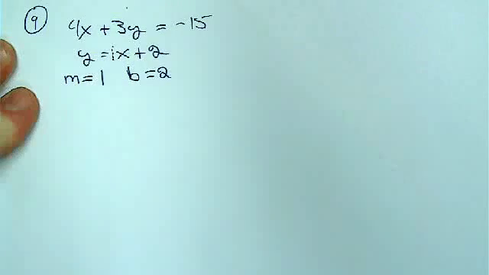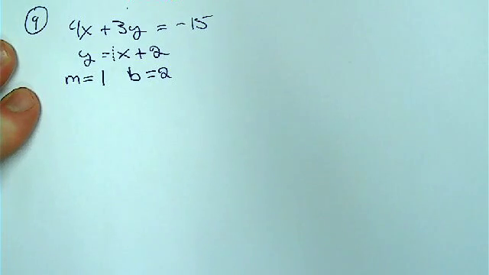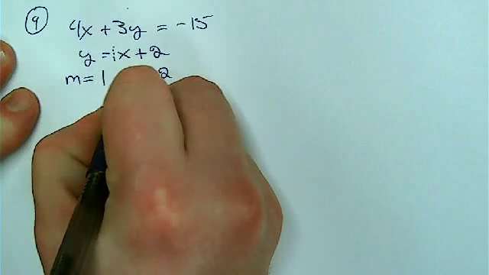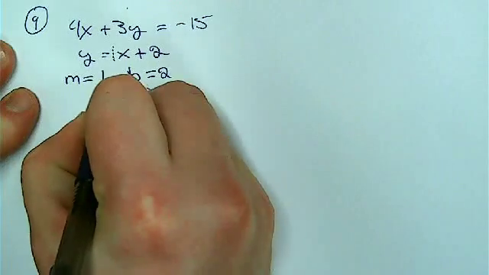B is 2. Oh, we can make it B because I keep going I and C. You can do that too. Okay. That is the y-intercept. You just want to be sure you remember it's the y-intercept.